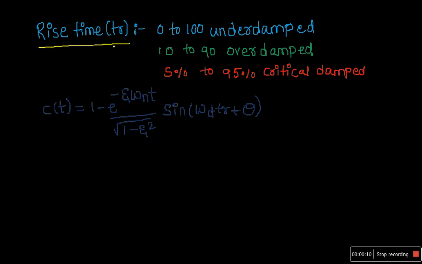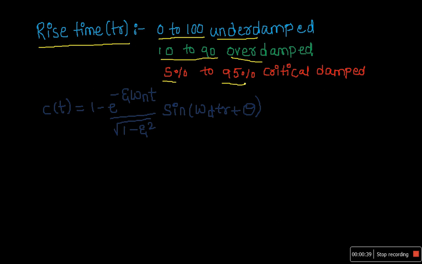The rise time is the time required for the response to reach 0 to 100% of its final value if it is an underdamped system, or the time required for the response to reach 10 to 90% of its final value if it is an overdamped system, or the time required for the response to reach 5 to 95% of the final value if it is a critically damped system.